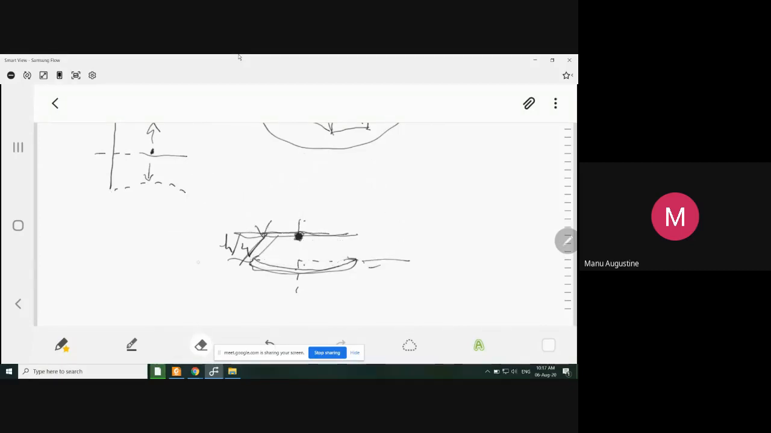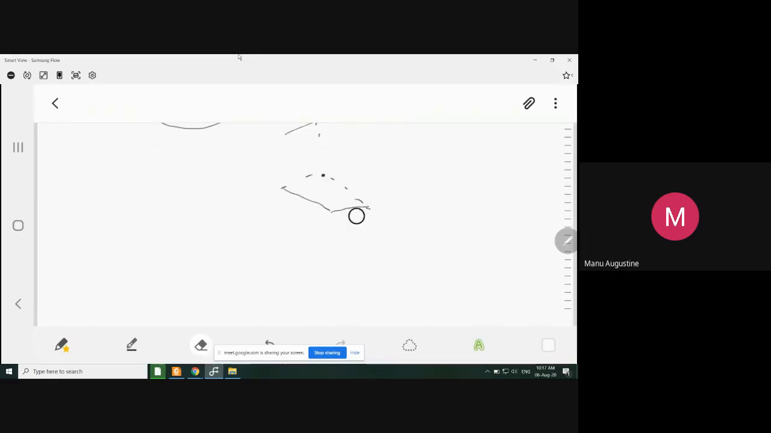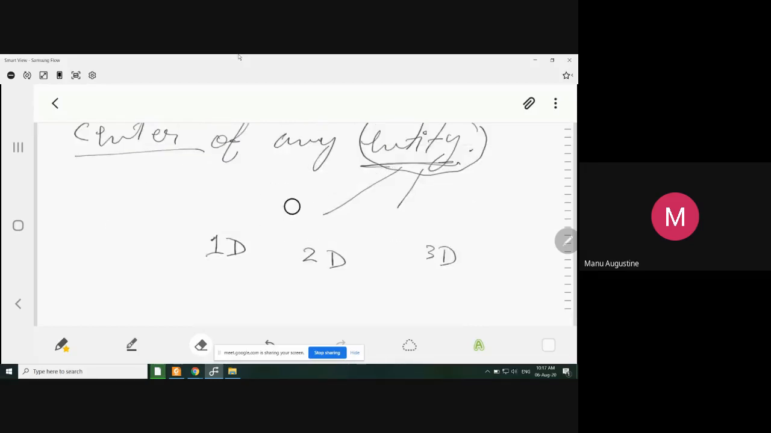for all the figures I have drawn, but now I am going to draw another image to explain the concept of center of gravity and centroid and the difference between them.